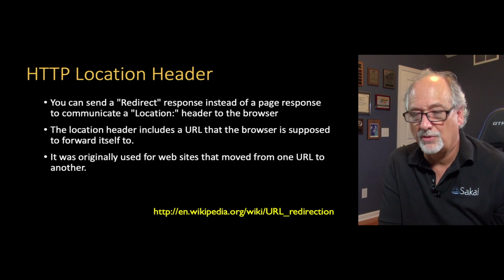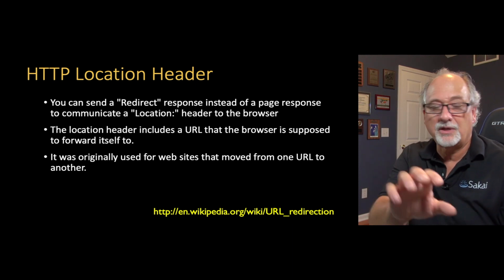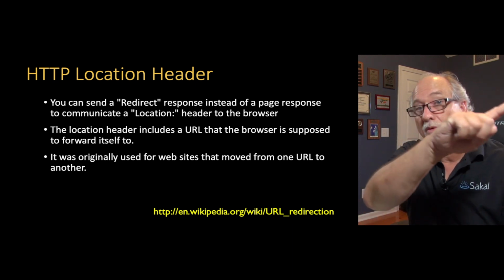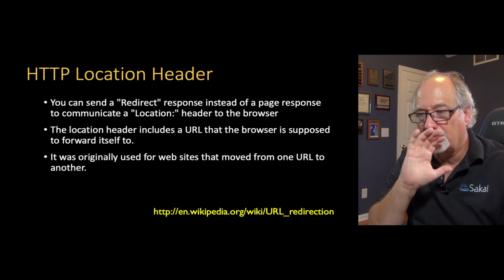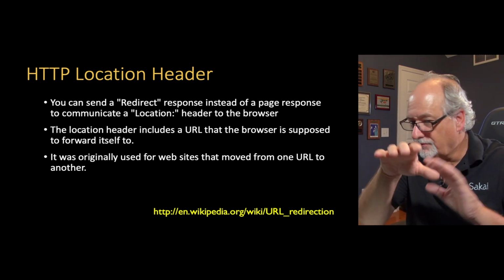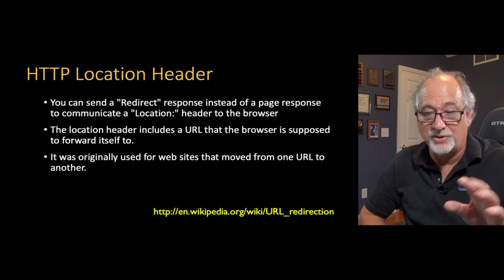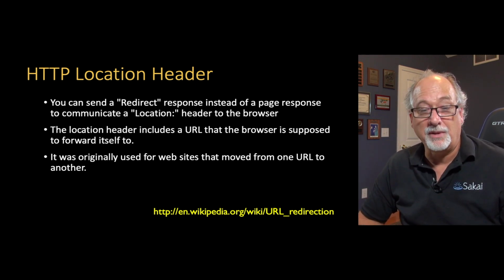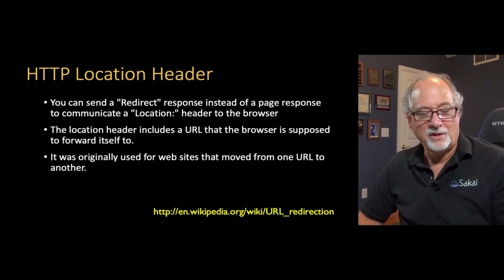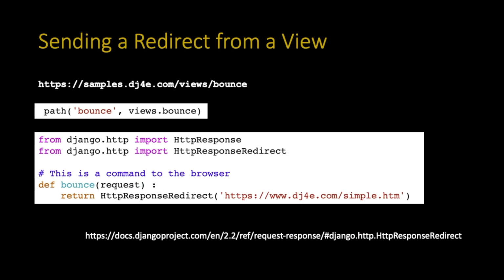If you go to Model View Controller, controller says, okay, we're done with that, but I want your browser to go over there. So that sort of routing the browser, putting the browser where you want it to be, that's part of the application's controller phase. So we can send a redirect from a Django view. And so here we go. If you go to this bounce, it's not going to end up at this. It's going to bounce it to somewhere else.